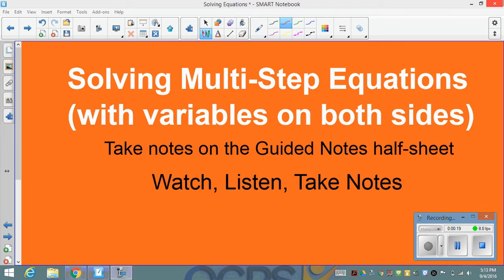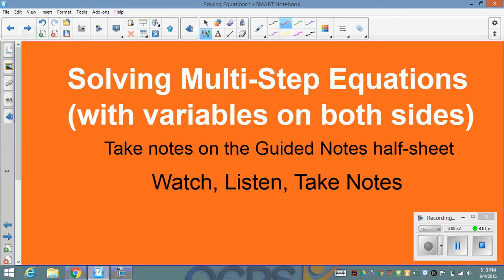You're going to take your notes on the guided notes half sheet, and then it's going to go on the next page in your interactive notebook. Remember, you are watching, you are listening, and you are taking notes. Pause and rewind as needed.